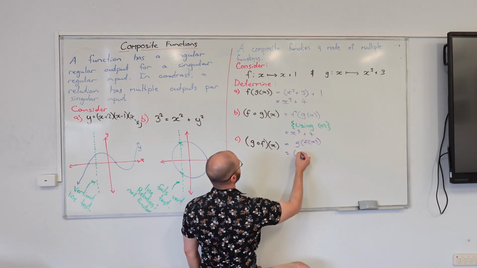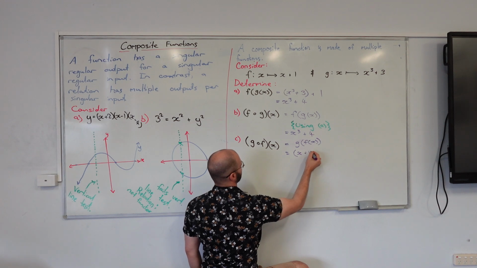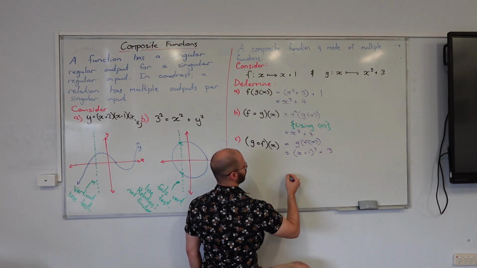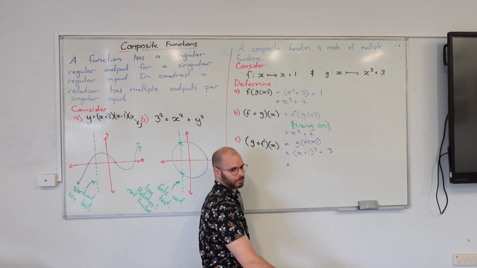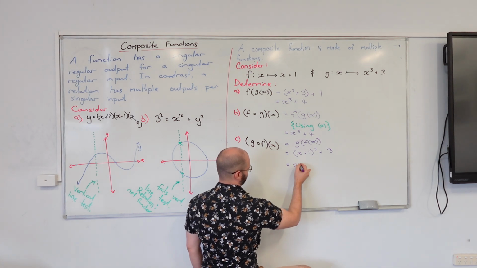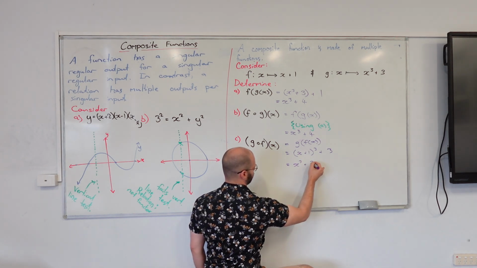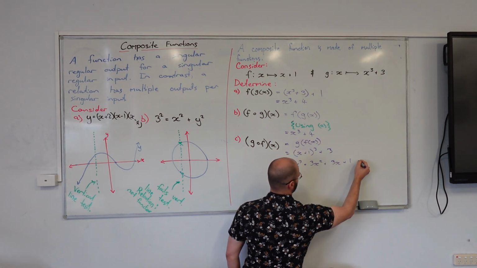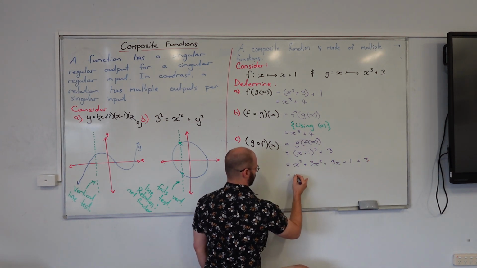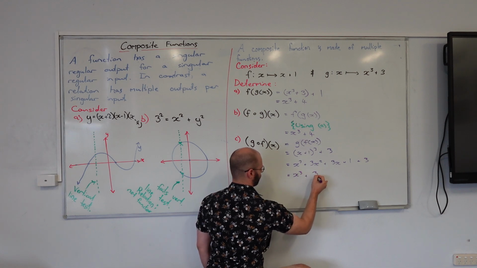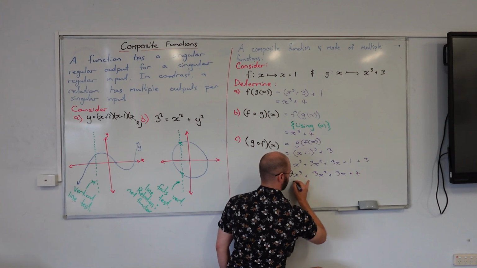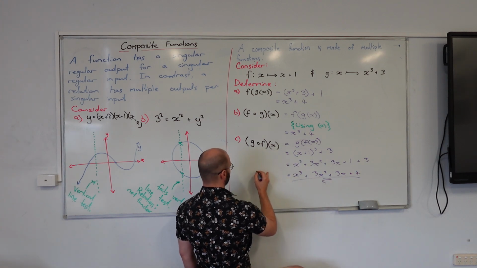So it's going to be the f of x inside of the cubed. So we've got to expand that. Do we remember our binomial expansion? 1331. x cubed plus 3x squared plus 3x plus 1 plus 3. So there's your answer.